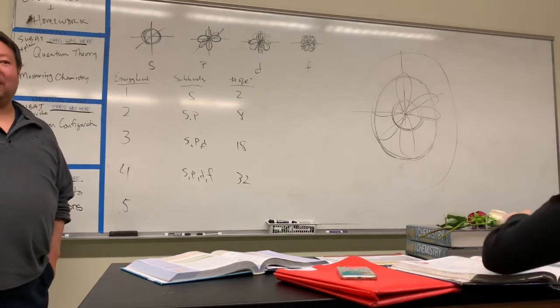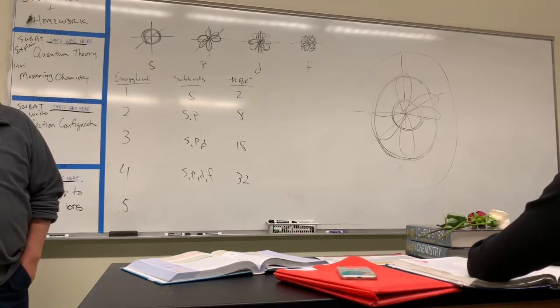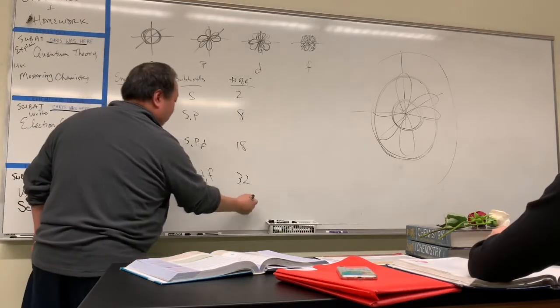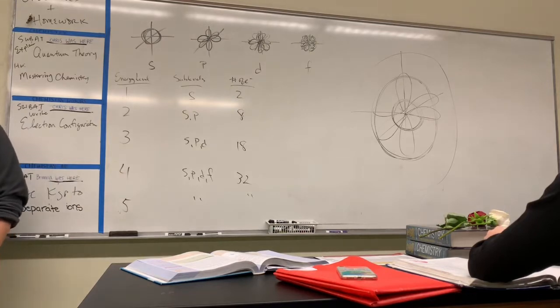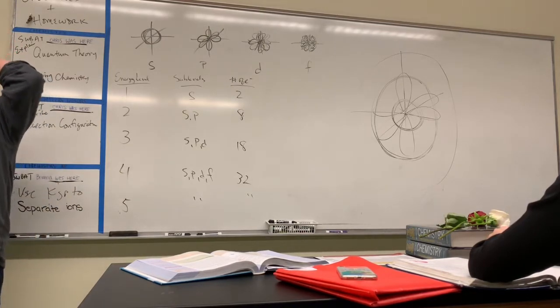So in any energy level, you can only have one of each sublevel. So it's just S, P, D. It's the same from then on. 5, 6, 7. It's all the same. Okay? Question?